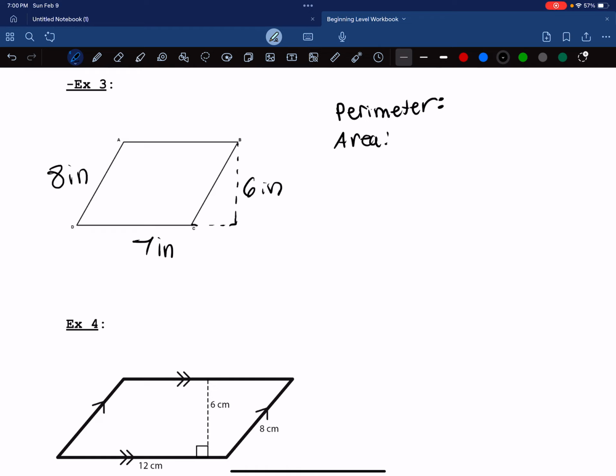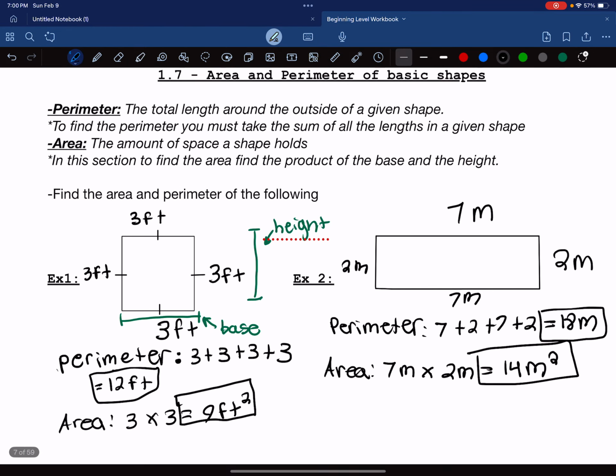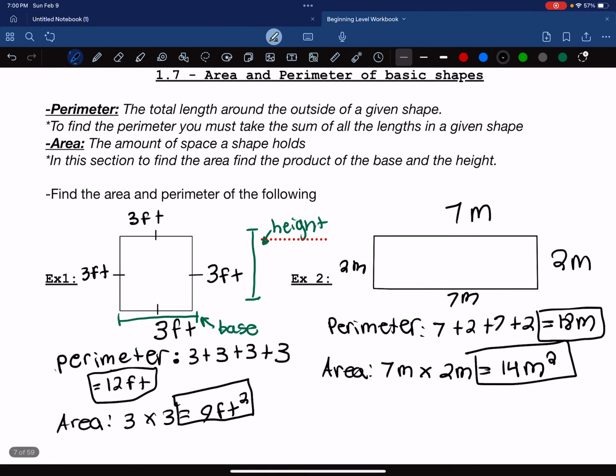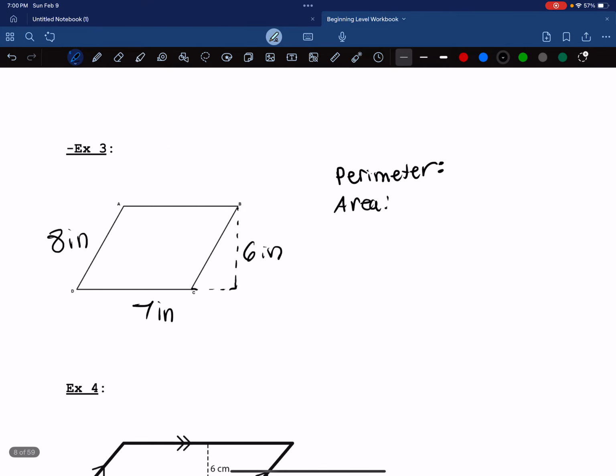So in this case, this shape here is called a parallelogram. And to find the area and the perimeter of the parallelogram, we're going to go about it the same exact way as we did for example 1 and 2. So don't let the parallelogram scare you just because it looks a little more complicated. We're still going to go through all the same steps.